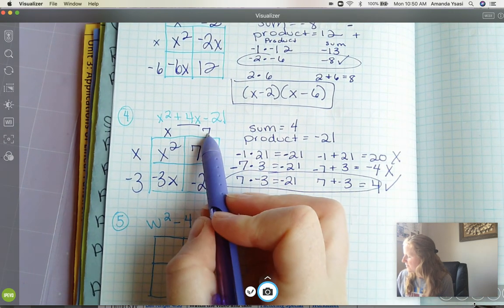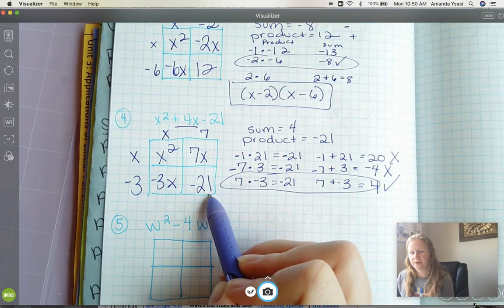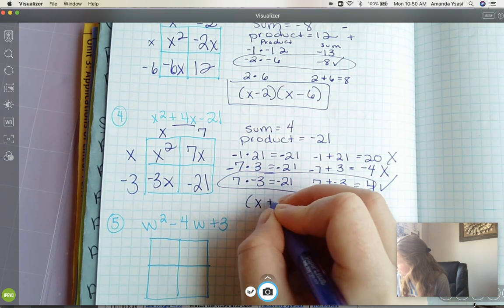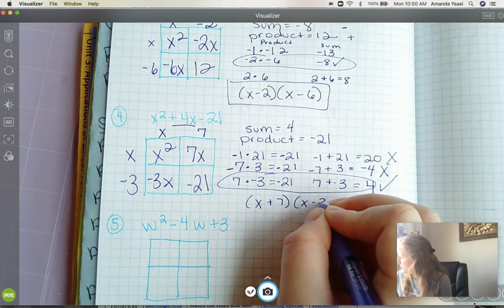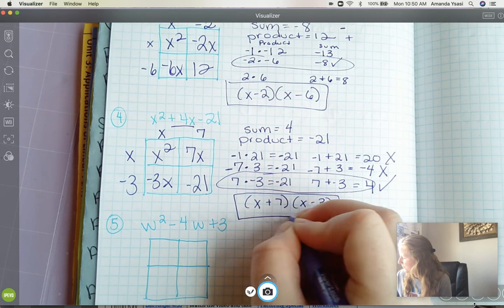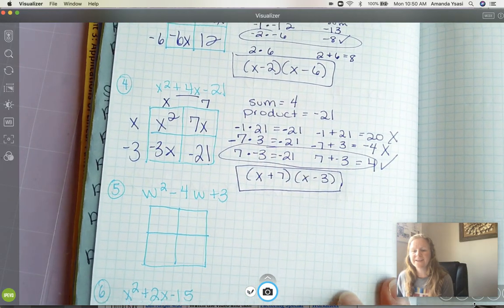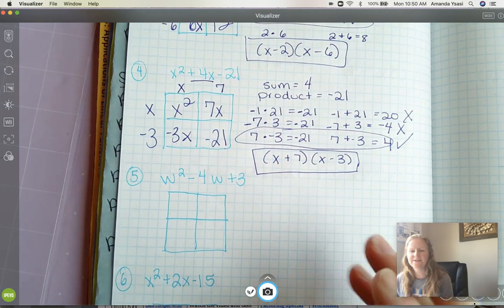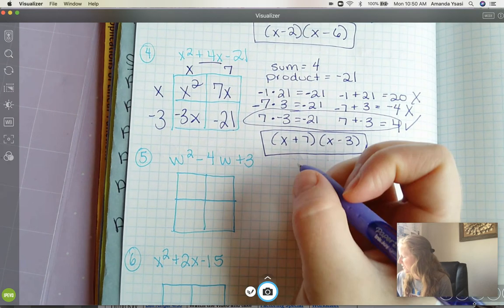Okay, and then we have 7 times negative 3 gets negative 21. So that works. So x plus 7 and x minus 3. Hopefully you're getting the hang of this. It's confusing at first. It's one of my favorite things to teach, though.